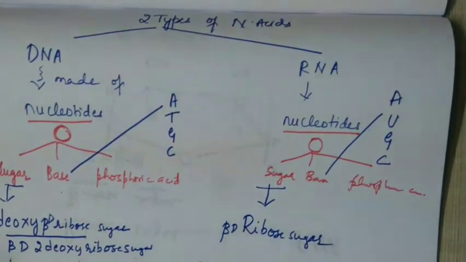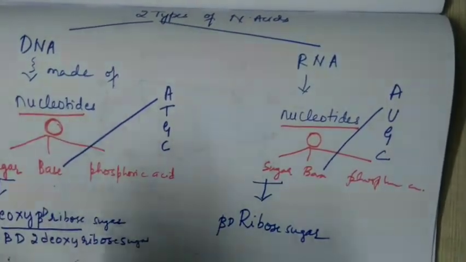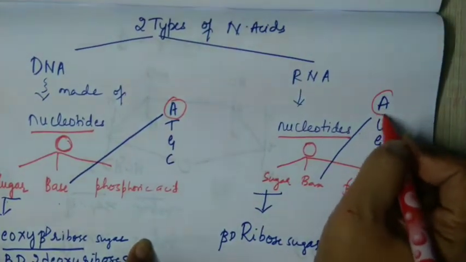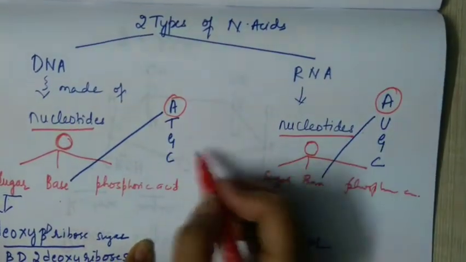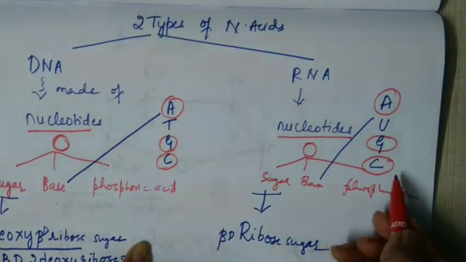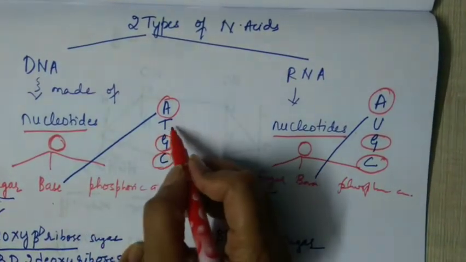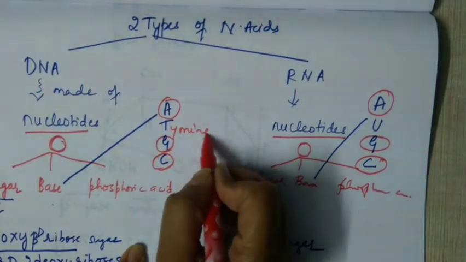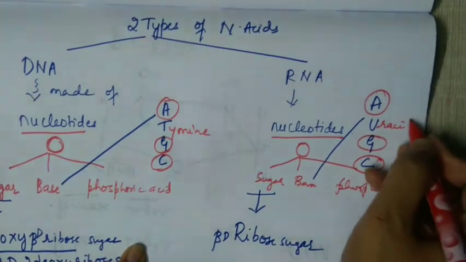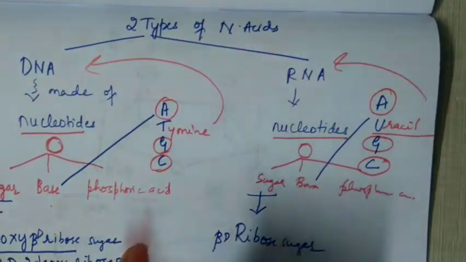So what is common in the bases of DNA and RNA? Which are common? A is common on either side. A is present in DNA base. It is also present in RNA. How about G? G is also present in DNA and RNA. How about C? It is also present in DNA and RNA. So what is the difference between DNA and RNA bases? In DNA, you have thymine base, whereas thymine in RNA is replaced by uracil. So uracil is present only in RNA, whereas thymine is present only in DNA.